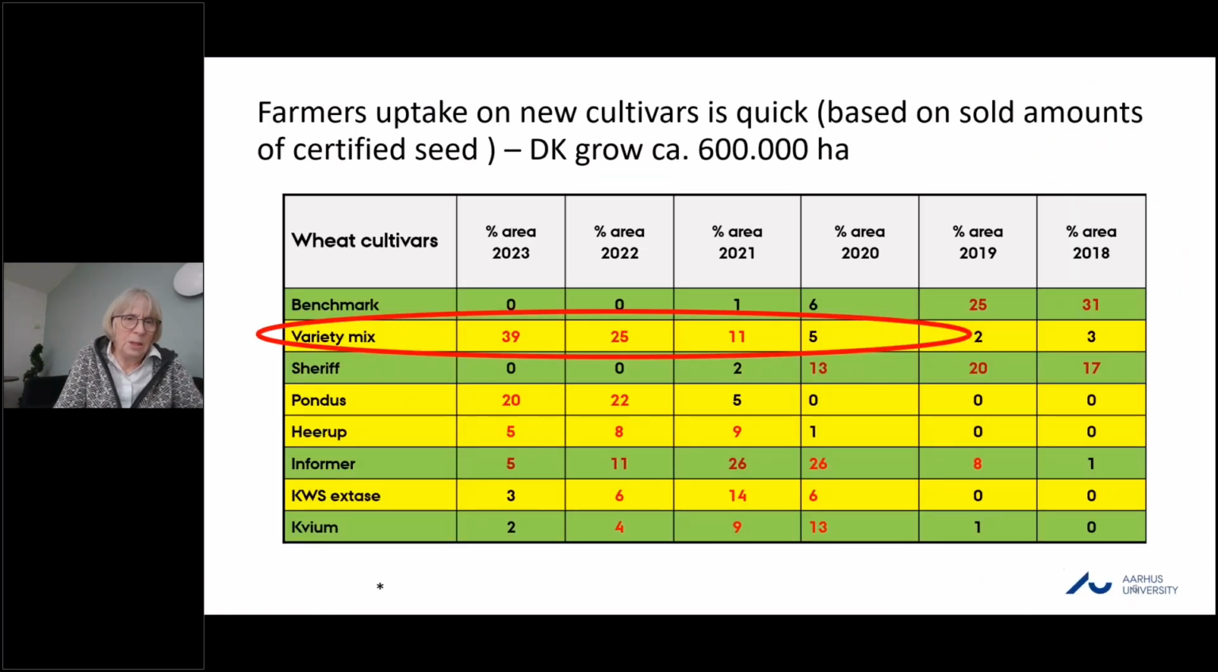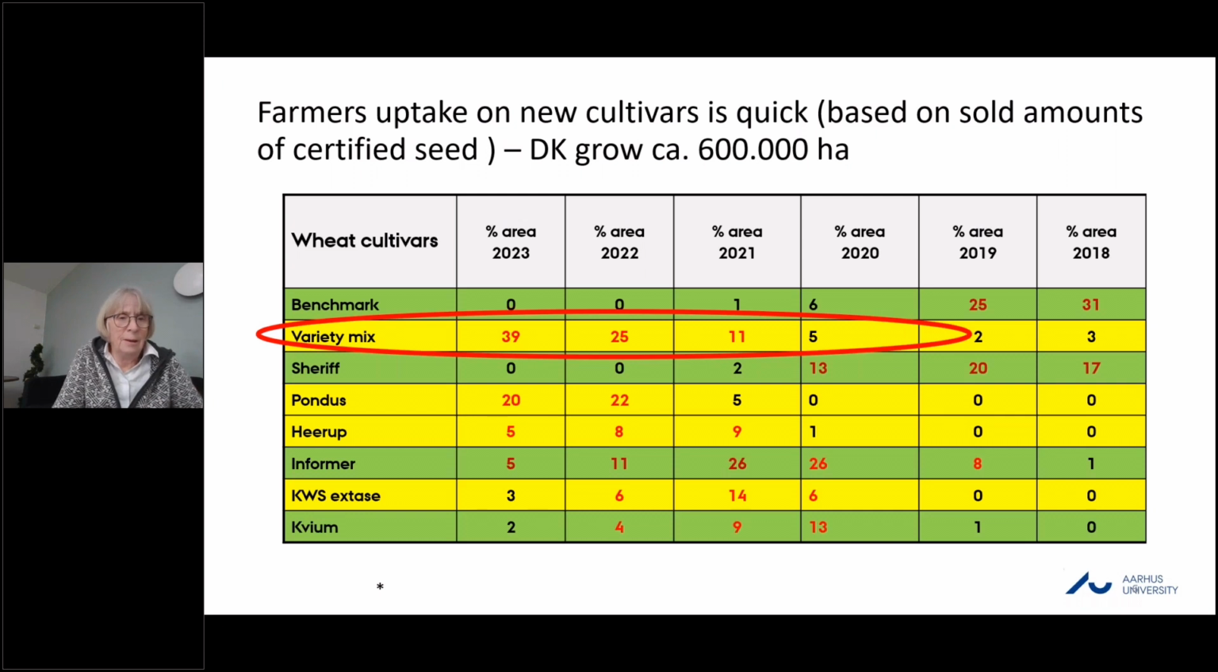In 2023, of the area sown with winter wheat in Denmark, 39% is sown with variety mixture. And as you can see from the data here, there's been a steep increase from 2020: 5%, in 21, 11%, in 22, 25%, and this year, 39%. So a really major uptake of growing variety mixtures in the farming community.